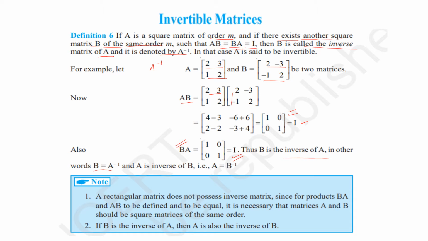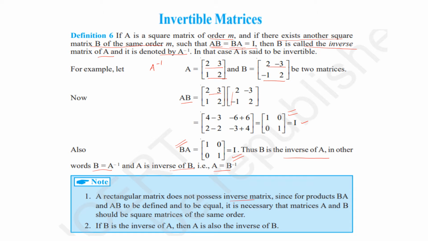Or in other words, we write B is equal to A inverse. Now say if B is equal to A inverse, then definitely A is also the inverse of B, right? So A is the inverse of B, that means we can write A is equal to B inverse, that means both are inverses of each other. One important fact that we need to note down is that only square matrices possess an inverse. Rectangular matrices do not possess an inverse.